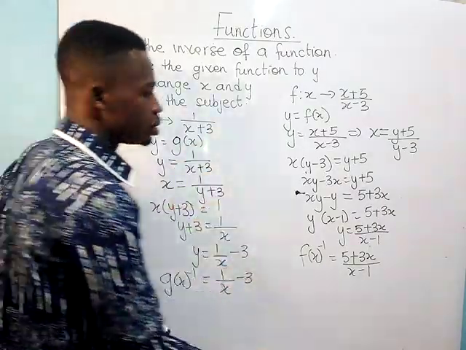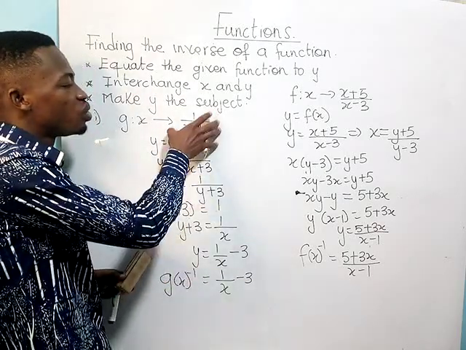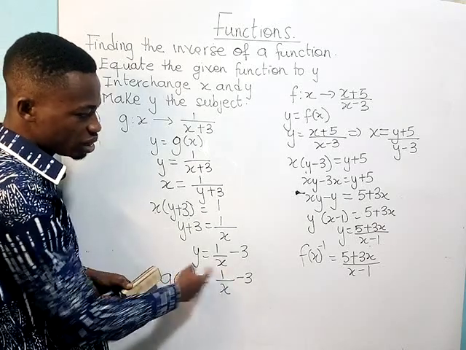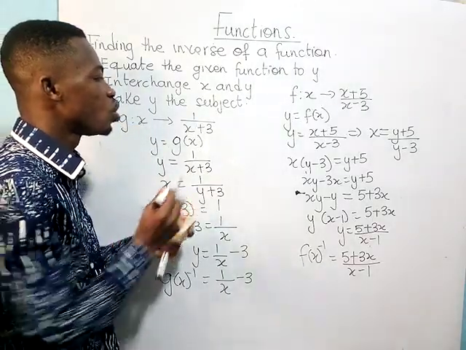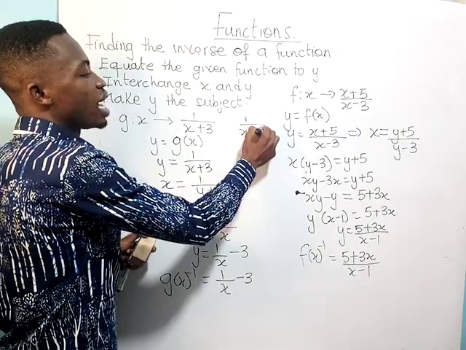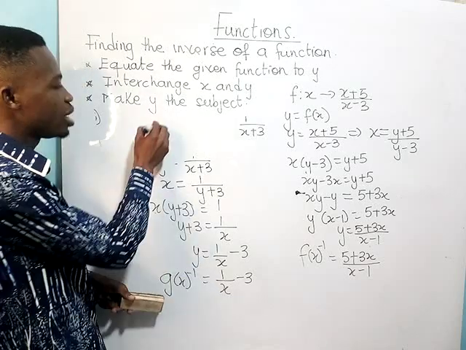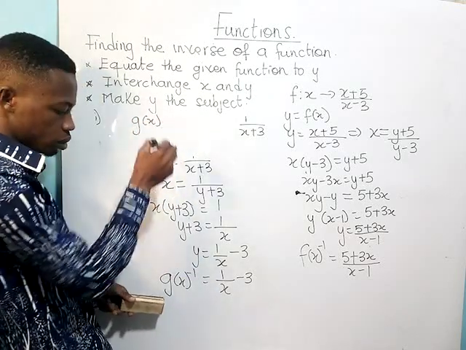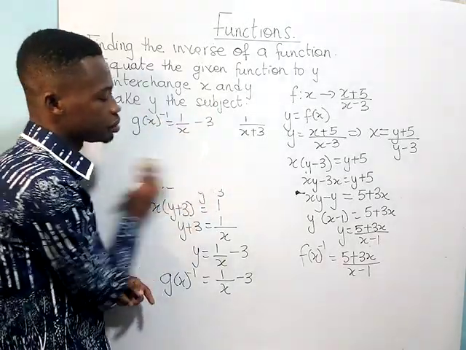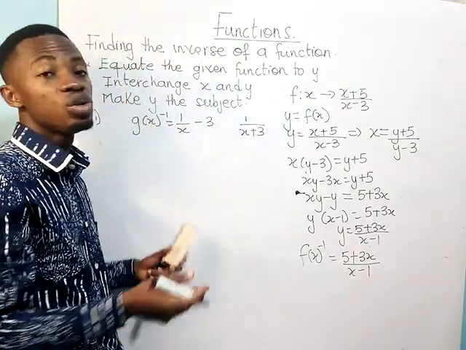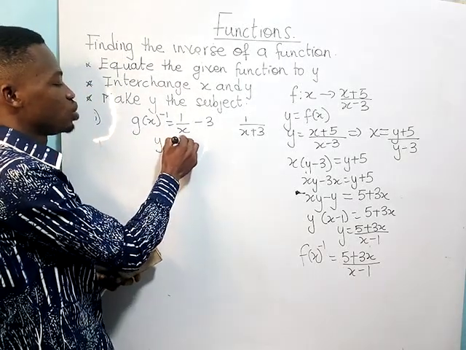Now we want to prove something. Assuming that the inverse is given, how do you obtain the original function? So now we are going to use this as an example and check if we obtain our 1 on x plus 3. So the inverse of this function, we had 1 on x minus 3. Now we are going to use the same procedure. We'll equate the inverse to y. So y is equal to 1 on x minus 3.